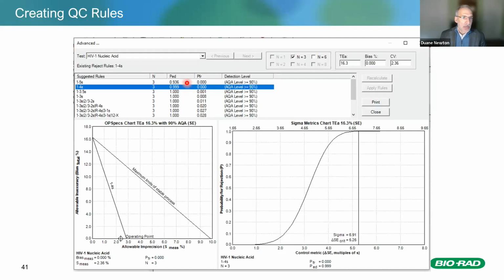And so the suggested rule of 1,5S had a probability of error detection of just about 94%, but the existing laboratory rule had a probability of error detection of almost 100%. And so based on that higher PED for the 1,4S rule and essentially the same ability to detect false rejections, the lab chose in this case to stick with the 1,4S rule.